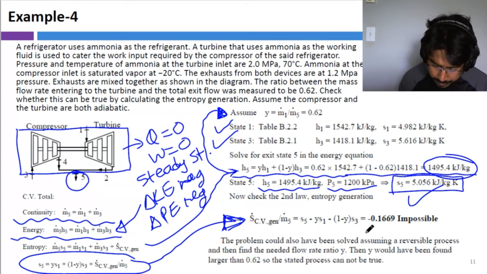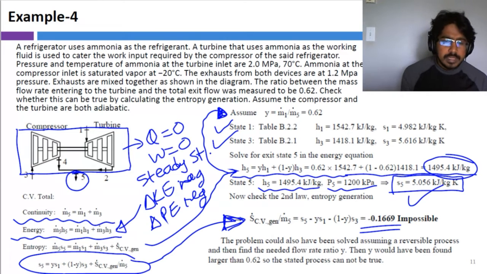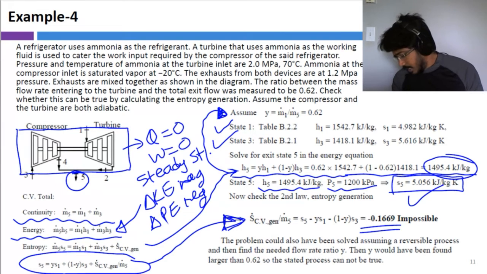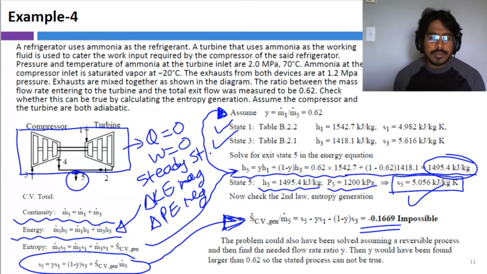So we have a negative number as the answer, which means that this is going to be an impossible process, because entropy generation cannot be less than 0. For a reversible process, entropy generation is going to be 0. For any practical process, I'd rather say, it's going to be greater than 0. Under any circumstance, if you see a negative number for entropy generation, then it's going to be an impossible process. So don't mix these two things up.